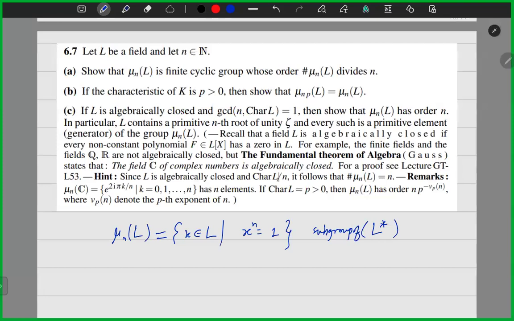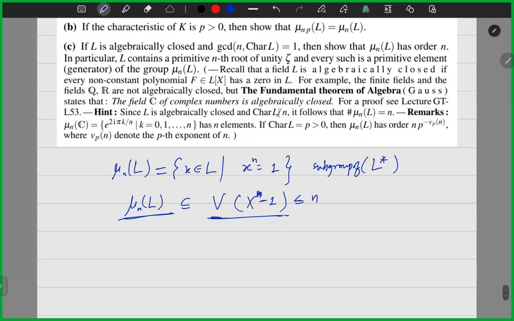Why finite? μ_n(L) is contained in the zero set V of x^n − 1, because every element of μ_n(L) satisfies this polynomial, and this polynomial has only finitely many roots, at most n. So μ_n(L) is finite, and its order is less than or equal to n.